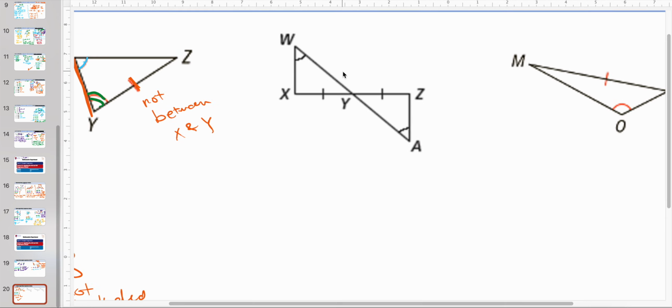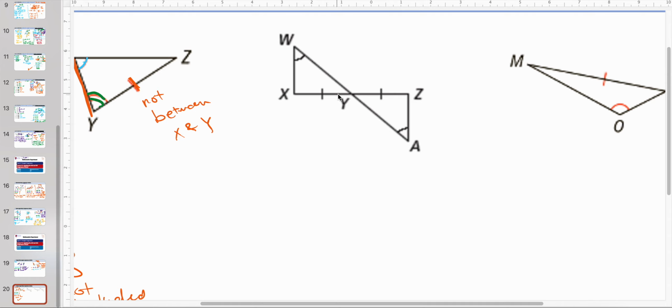Here again we have a matching side. They said that this side is equal to this side, XY is congruent to YZ, and they said that this angle W is congruent to angle A, but I cannot say yet, there is missing information. Guess what? These are two intersecting lines. So this angle, double lined, is equal to this angle, because they are vertical.